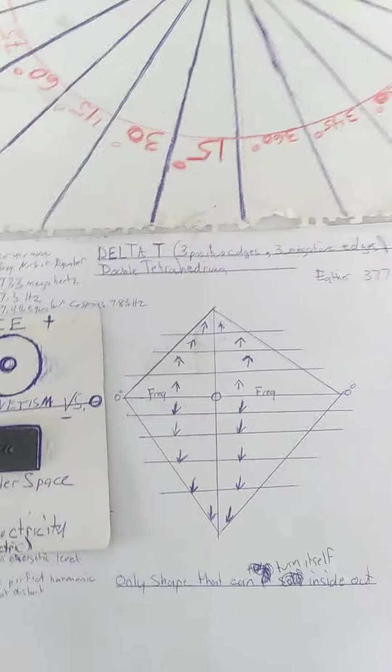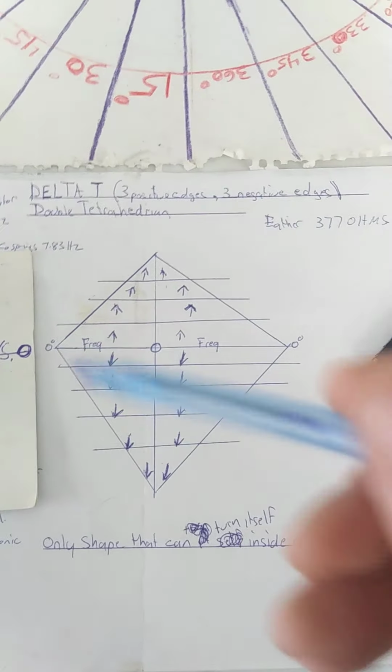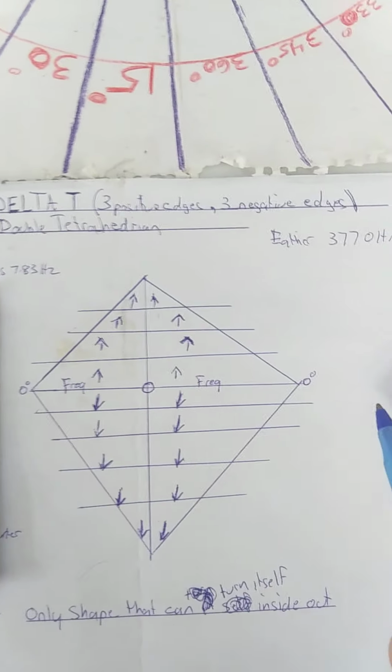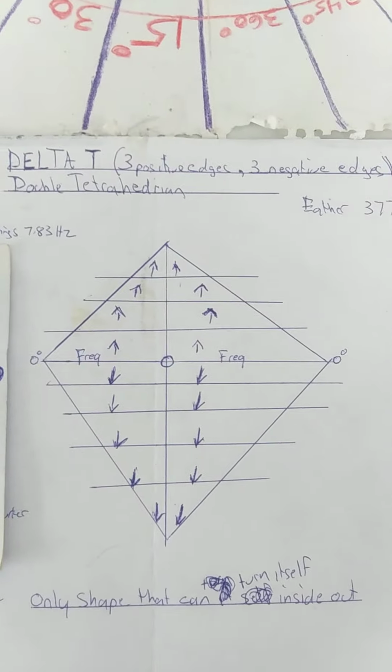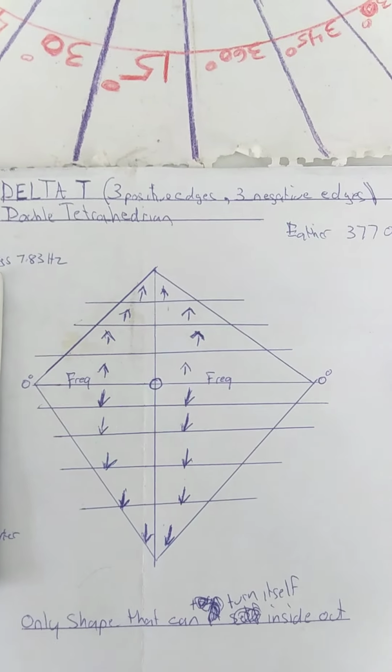Just like my delta T works. Just like the double pyramid. You got a pyramid up and a pyramid down, with a 0 point in the center. This is how frequency works. This is how matter works. And this is how dematerialization works.